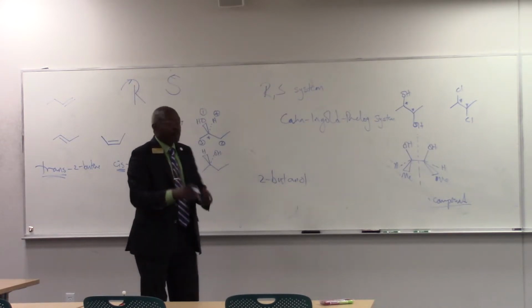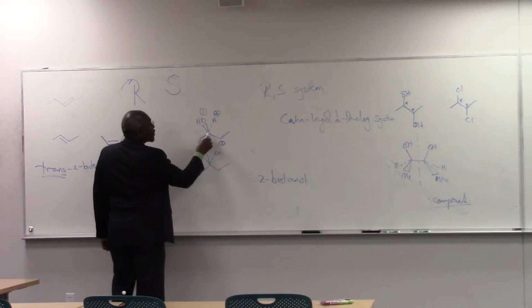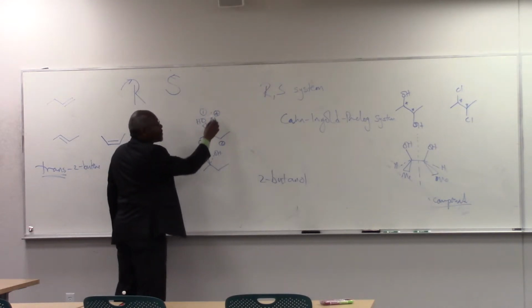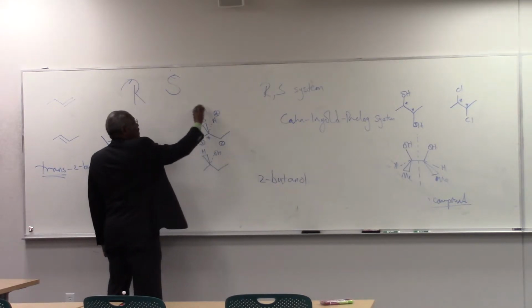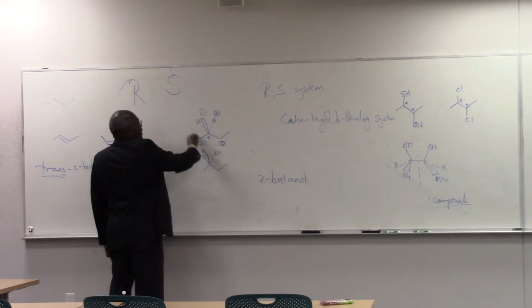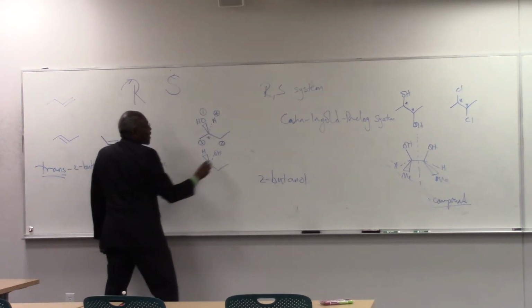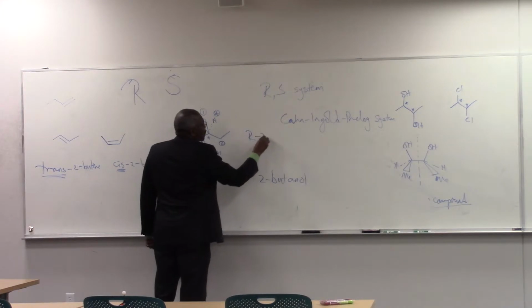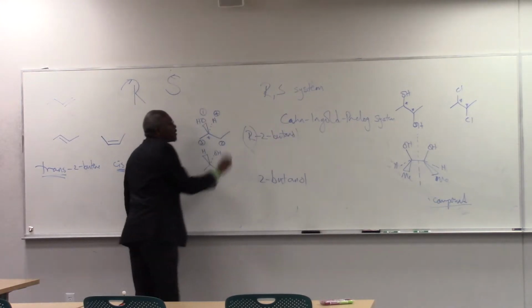R or S. So how does that work? With 4 pointing away from me, dotted line, as I go from 1 to 2 to 3, I'm going this way. And that is clockwise. That is clockwise. So this compound, I'm going to call it R-2-butanol. That's R-2-butanol.